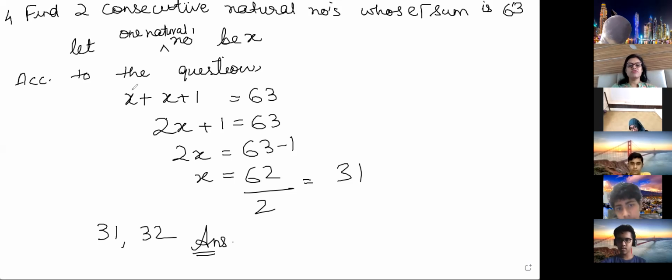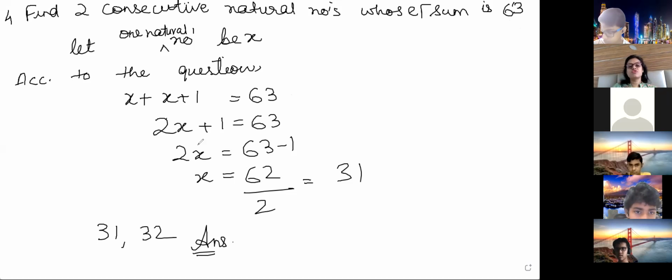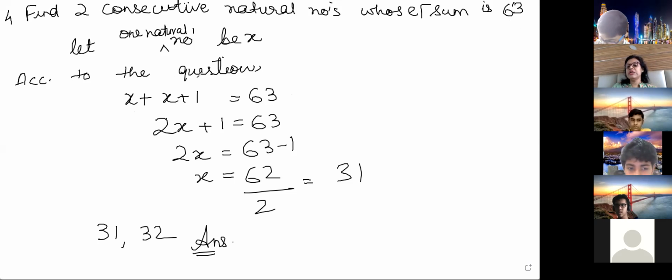So take the sum. The first number is x and the second number is x plus 1, which gives 63, as they have given in the question. So this way you have to solve. When you get this equation, then it is easy to solve. So the main point is you have to get the equation. How to get that equation?